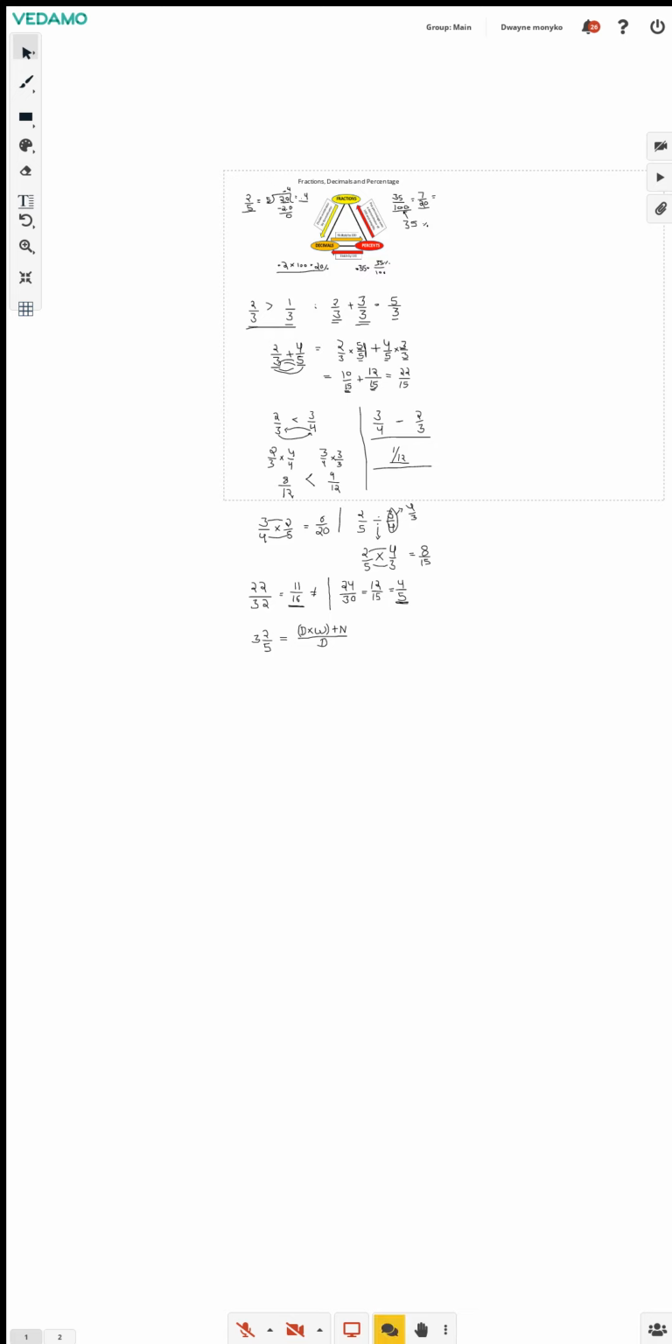So the denominator is 5, multiplied by the whole, which is 3, added with 2, divided by 5. So this is 15 plus 2 divided by 5. So the answer is 17 over 5. So this is how we convert a mixed fraction into an improper fraction.